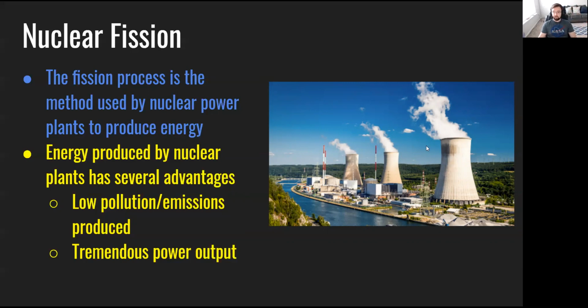And not only do they produce relatively low pollution while they're running, but they produce tremendous amounts of power relative to their footprint and the fuel they're consuming. Now, clearly, their fuel has radioactive byproducts, which is a problem in itself. But as far as the pollutants generated, the carbon dioxide and greenhouse gases, that is much lower than traditional fossil fuels.